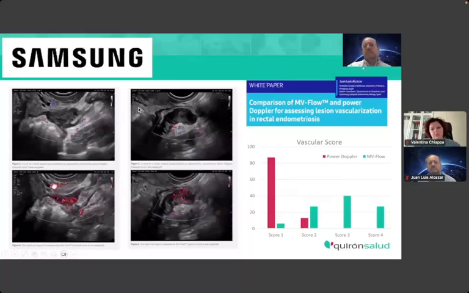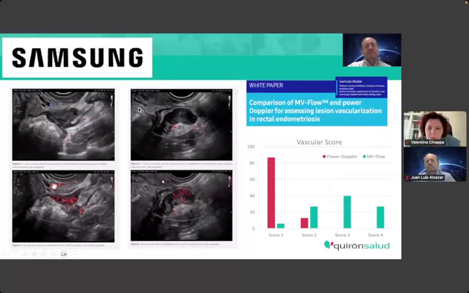here you have a new tool developed by Samsung, the so-called MB Flow, which is a much more sensitive tool to detect slow flow, which could mean a kind of changing paradigm regarding the assessment of the vascularization of the endometriotic nodules. You see here conventional power Doppler, two different lesions of the rectum right there, with conventional power Doppler versus MB flow. You can see clearly the differences.